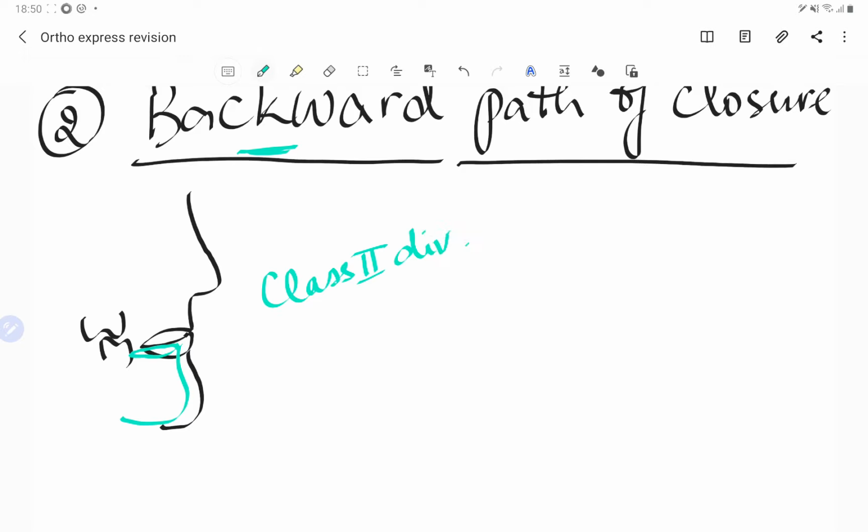That the maxillary central incisors are retroclined and the lateral incisors are proclined. Because the maxillary central incisors are retroclined, the person is guiding the mandible more posteriorly, because class 2 division 2 cases exhibit premature incisor contact. That is the reason the person is taking the mandible backward, because the maxillary incisors are already retroclined. The person takes the mandible backward in order to have a normal contact. So that is a habitual backward path of closure, which is what we see in class 2 division 2 cases.